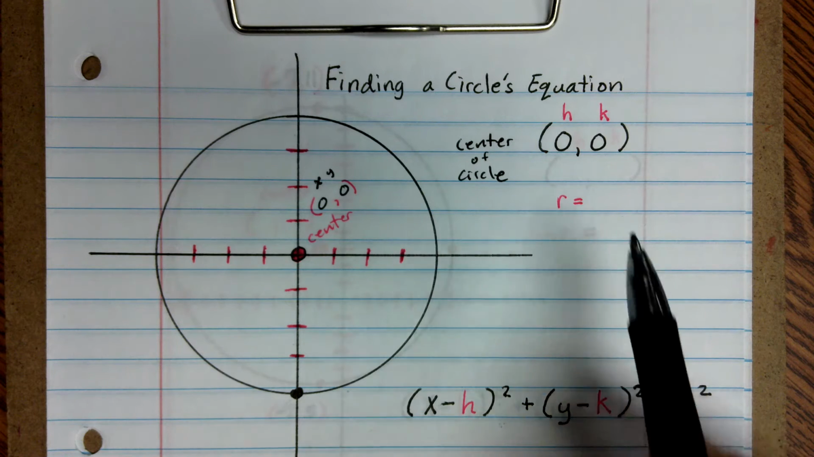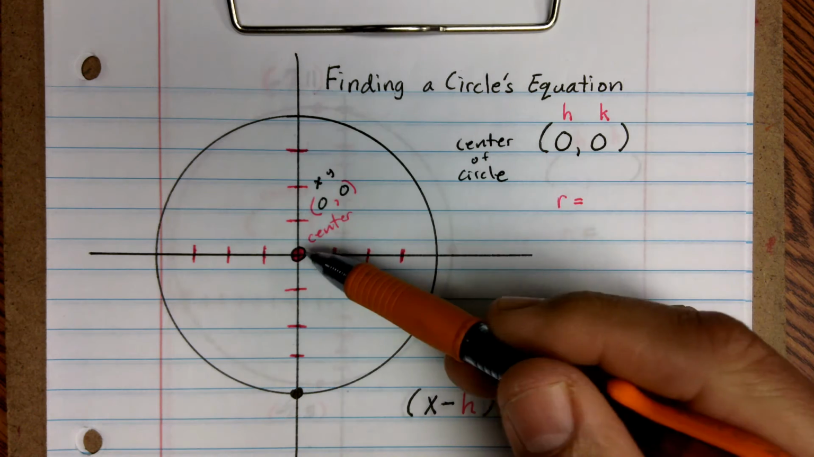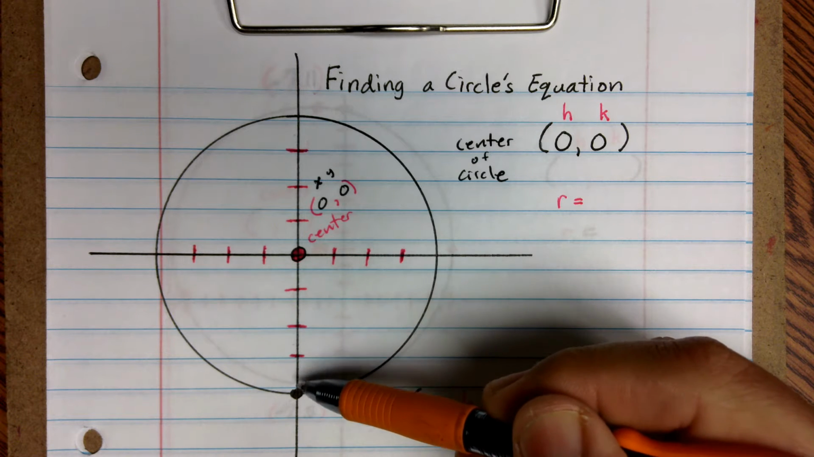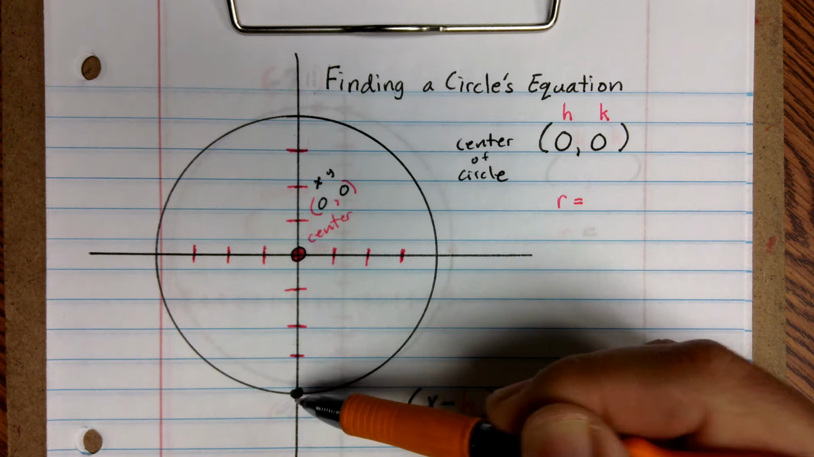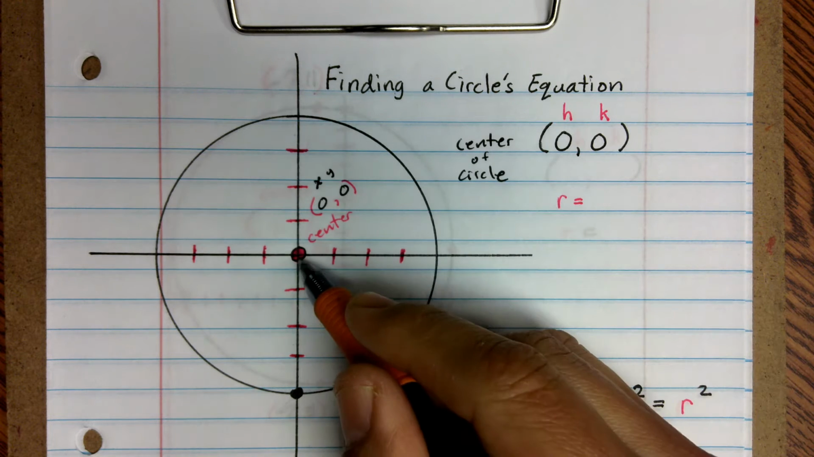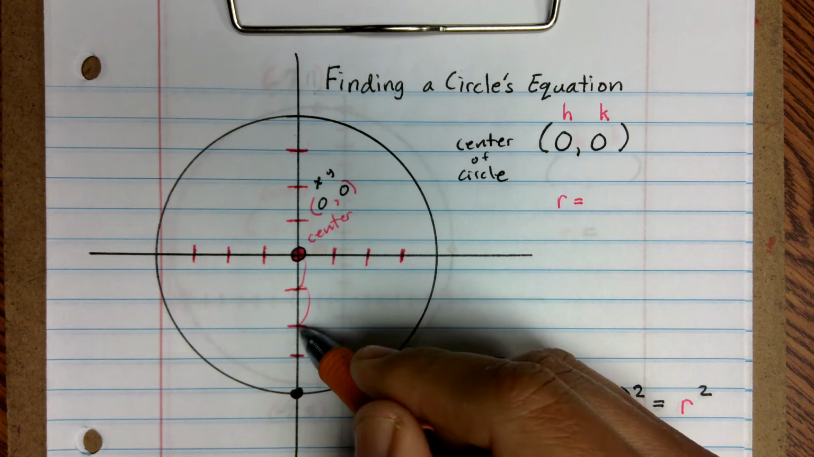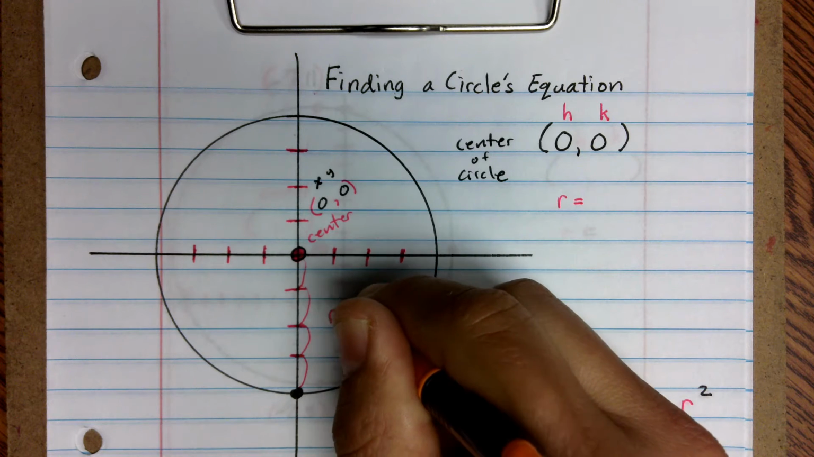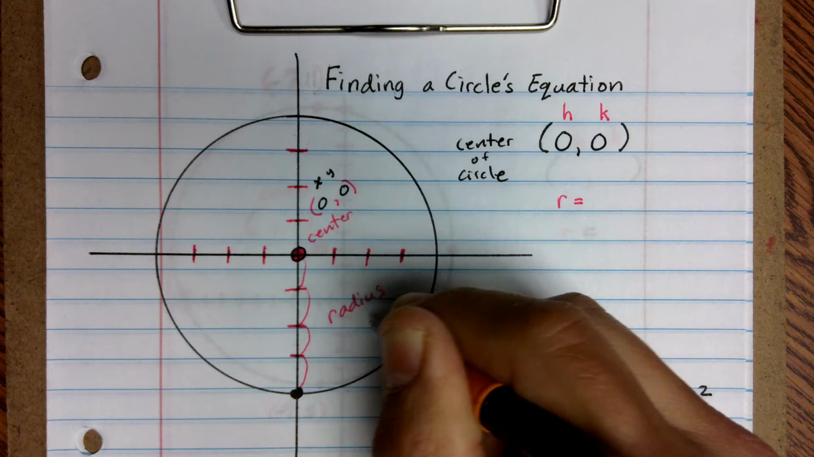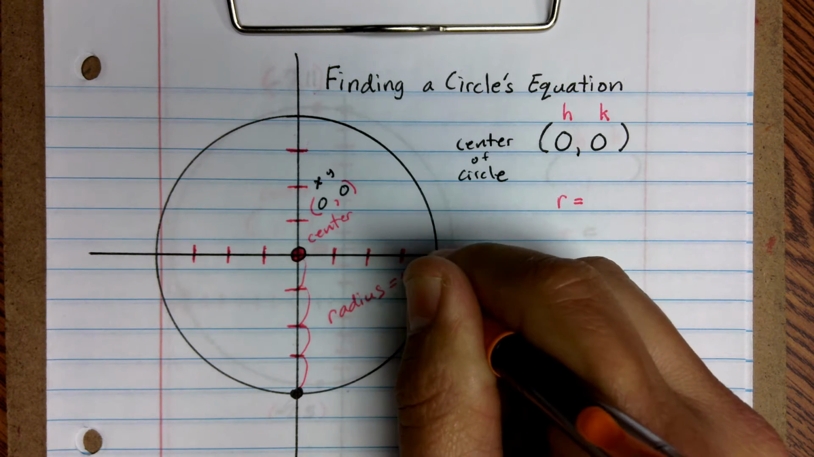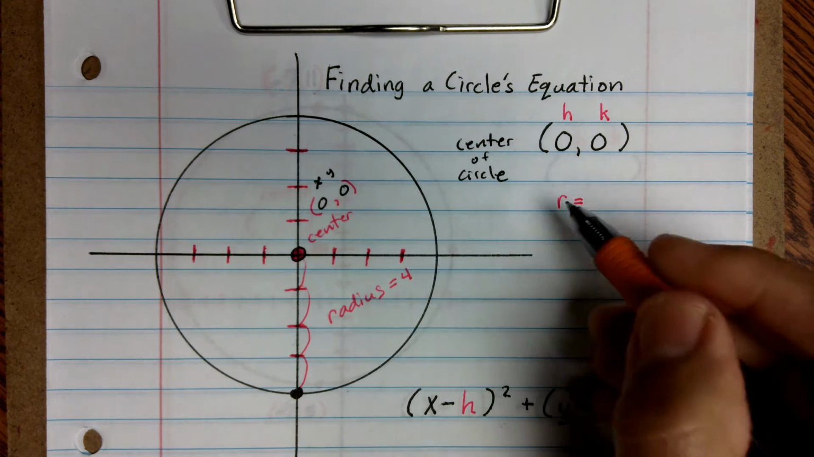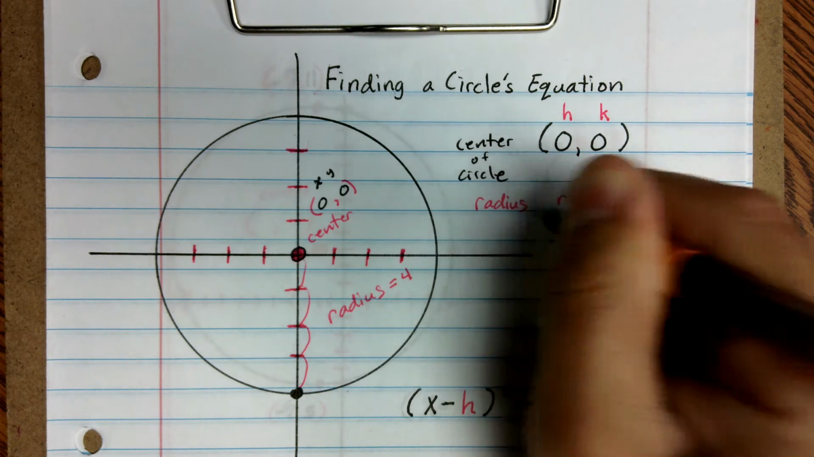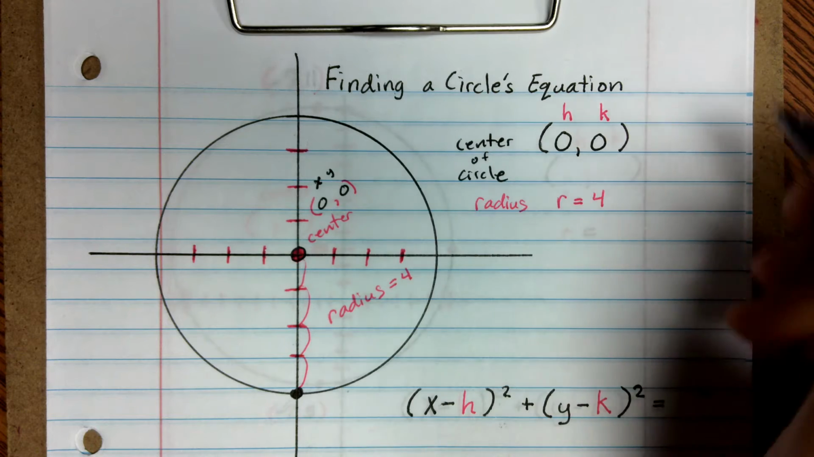Now we also need to find the radius. And the easiest way to find the radius, what I do is find the center of the circle, and then I just count how many lines I have to go down to get to the circumference. So for instance, I go down 1, 2, 3, 4. So therefore the radius is equal to 4 units. And this r up here actually stands for radius, because you're going to need to know that. So r is equal to 4.